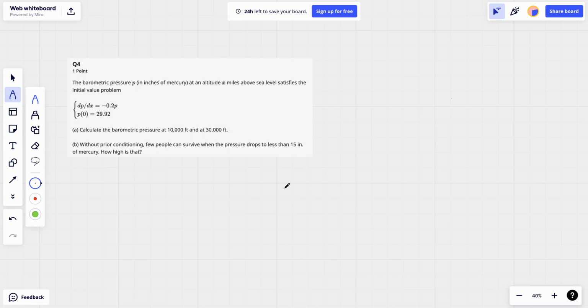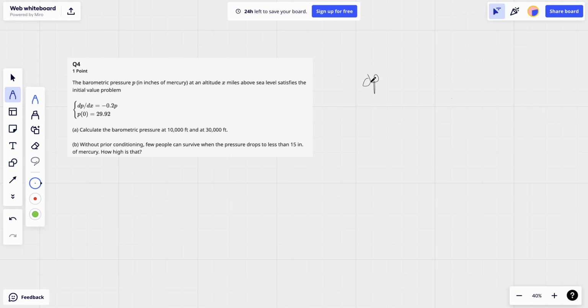Over problem 4 of the most recent homework. This problem has us solving a differential equation, with this specified initial value, and then plugging in different values to calculate different pressures at different altitudes, and also to calculate an altitude at a given pressure. So to start, we're going to write our given differential equation.